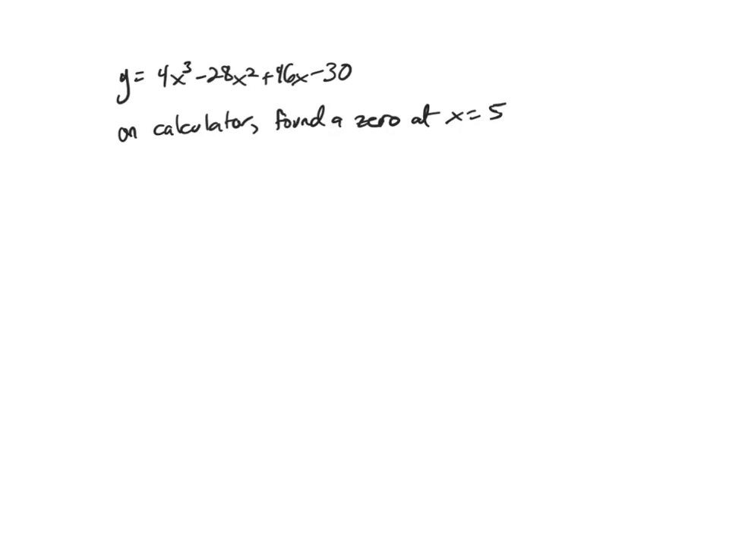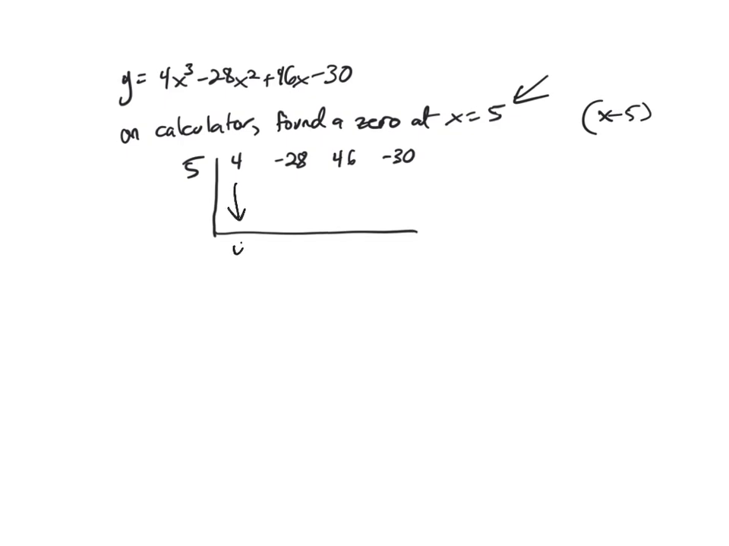All right, to solve this problem, now that I've plugged this into the calculator and found a 0 at x equals 5, I would go ahead and use synthetic division to find out what I get if I factor out x minus 5. And so I'm going to use 5 here, because remember we use the 0 there, not the corresponding factor.